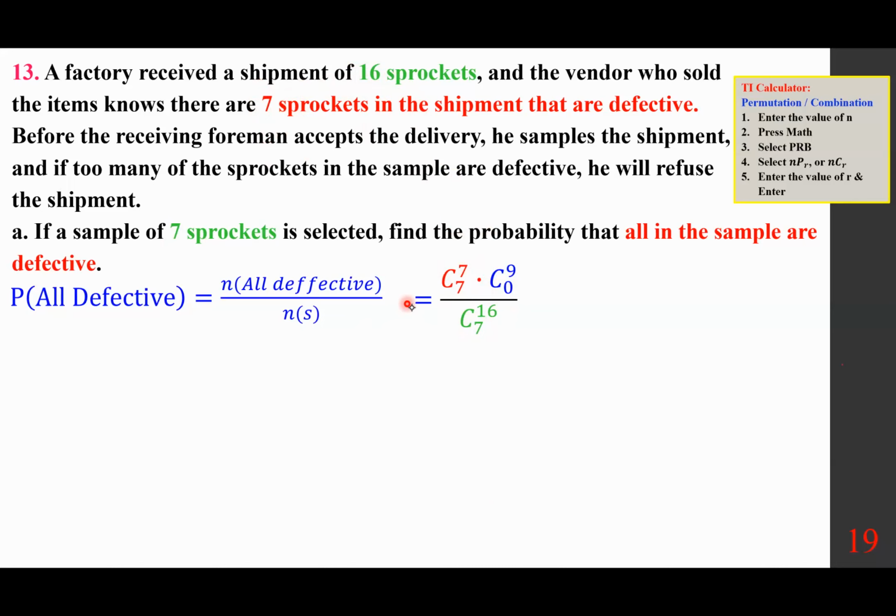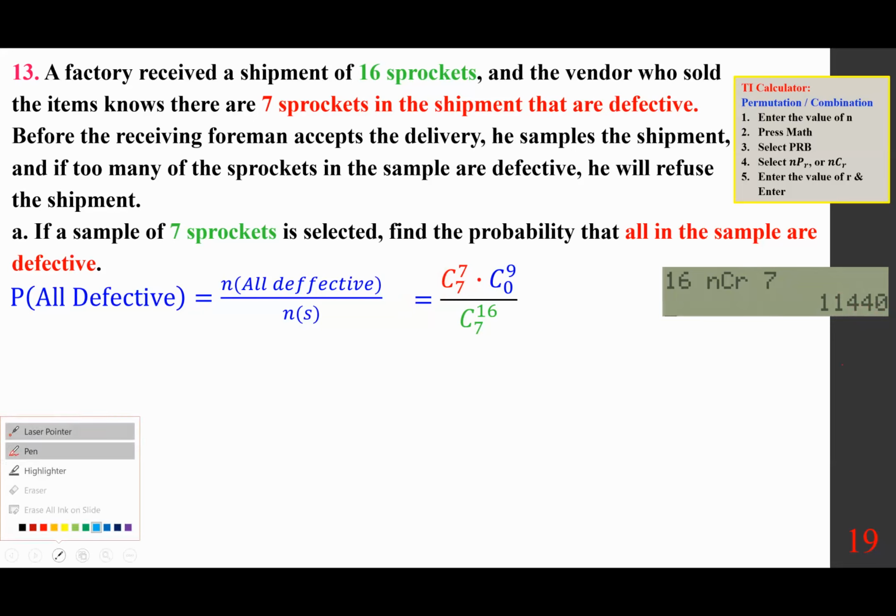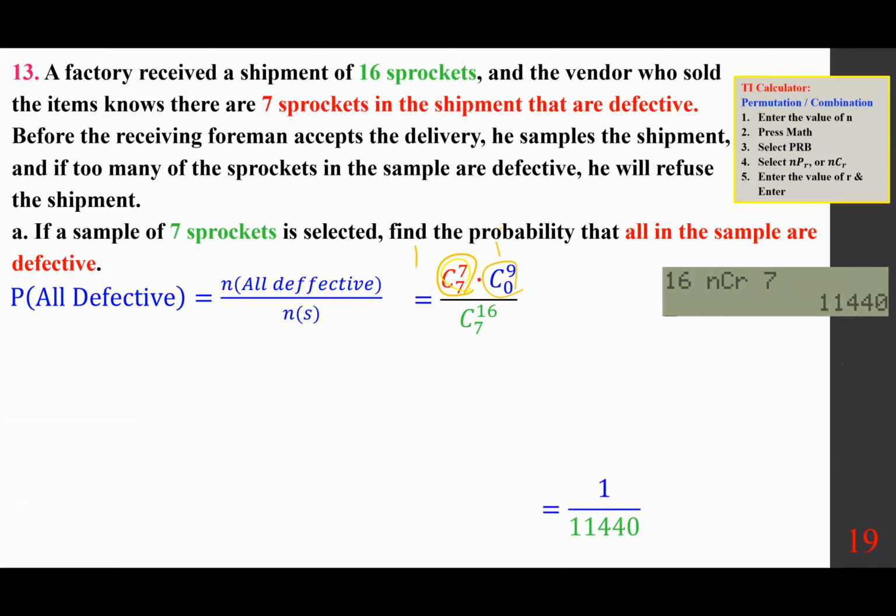Now, of course, you put it into a calculator. For example, the bottom becomes 11,440. You should know this number is 1. So is this number. You don't really need the calculator, but you can put it into a calculator. C77, C90, those are both the same.